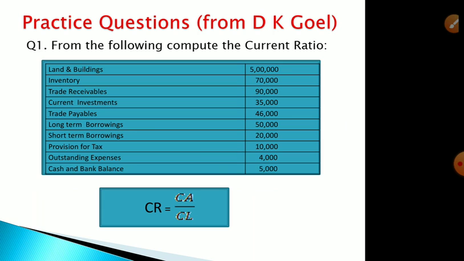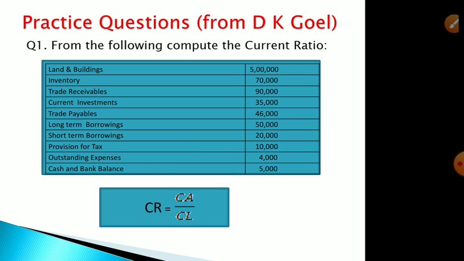Land and building is not in current assets, it's a fixed asset. Inventory, it's a current asset. Trade receivables, current asset. Current investment, current asset. Trade payables, current liability. Long-term borrowings, it's a non-current liability, so it's not considered a current liability. Short-term borrowings, it is a current liability. Provision for tax, current liability. Outstanding expenses, current liability. Cash and bank balance, current assets.